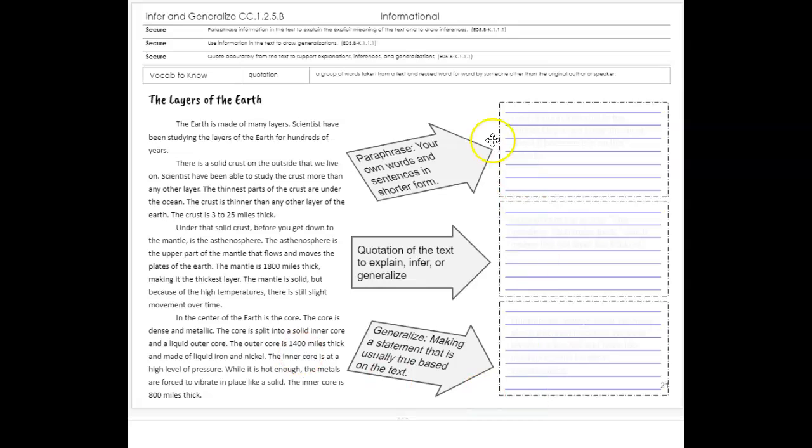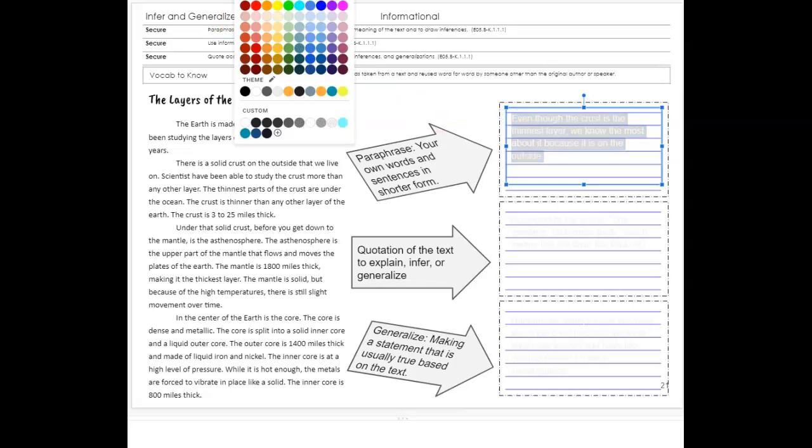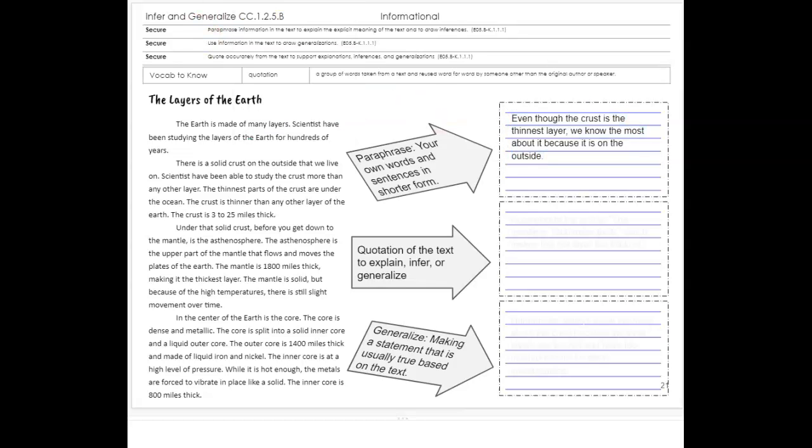So if I want to paraphrase this in my own words in sentence form, I could say, even though the crust is the thinnest layer, we know the most about it because it's on the outside. And that's where we live, on the outside of the earth.